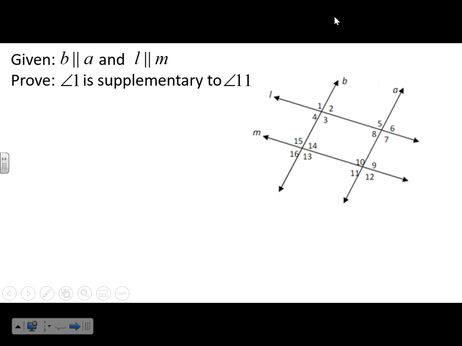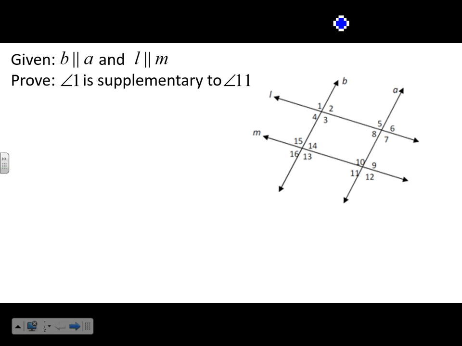This is just some practice with a couple extra proofs. There's 2 of them on here. And really, I just want to kind of show you my thought process, how I'm thinking out loud. I wanted to show you what to do if you don't know where to start. There's a couple different strategies for that.